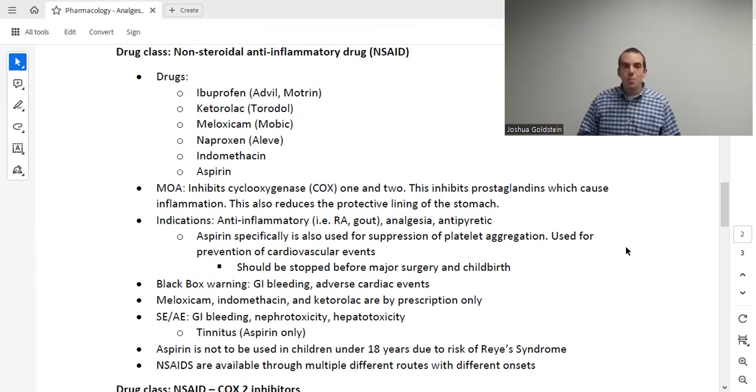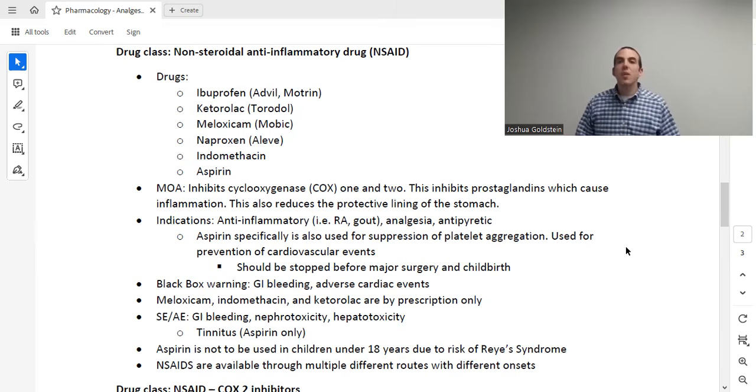So how do these work? Their mechanism of action is that they inhibit cyclooxygenase, or COX-1 and 2. So what does this do? Well, COX-1 and 2 have a few functions. One of the things that COX-1 does is it develops the protective lining in our stomach. That's important to know, and you're going to see in a minute why. That's what COX-1 does, or one of the things it does.